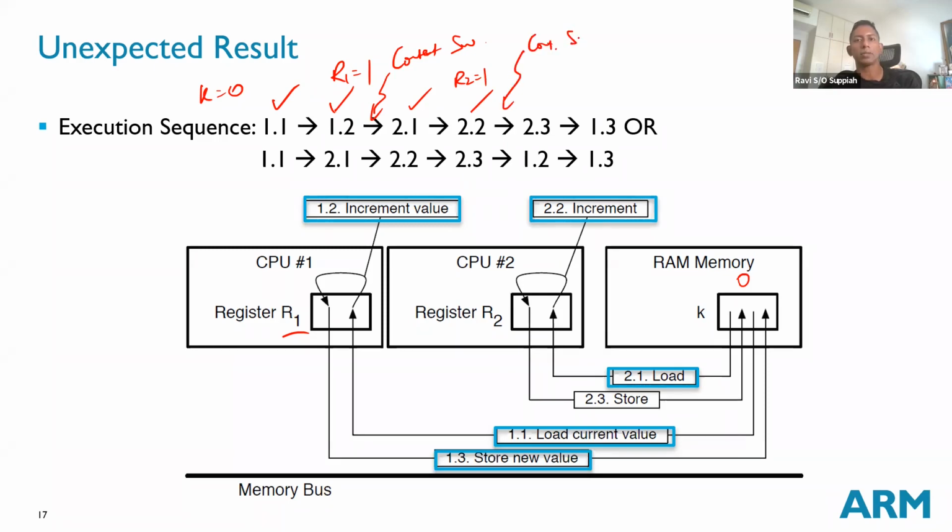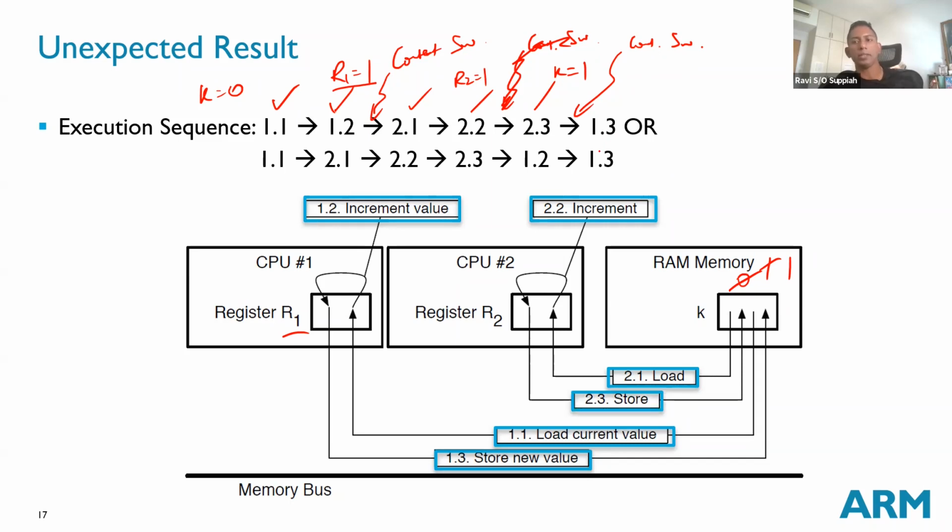Another context switch. Here I write back. So when I write back here, what happens is k becomes 1. So the third step here is I write back and k becomes 1, and then I do a context switch here. When I do a context switch here, the current value of R1 is also written to k. So k still becomes 1 again. So both the tasks have completed, but my final k value is only 1.